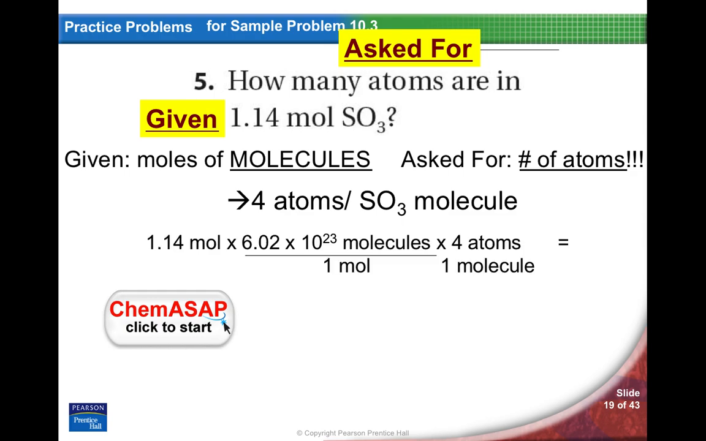So my setup looks something like this. Start with what you're given, the 1.14 moles. Put in a conversion to get rid of moles, so moles on top, moles on bottom. We're left with molecules. Oops, forgot a fraction line there. And then we want to get rid of molecules, so molecules has to be on the bottom. We're trying to find atoms. Atoms have to be on top. And hopefully you can calculate 2.745, which is way too many significant digits, of course, times 10 to the 24th atoms.